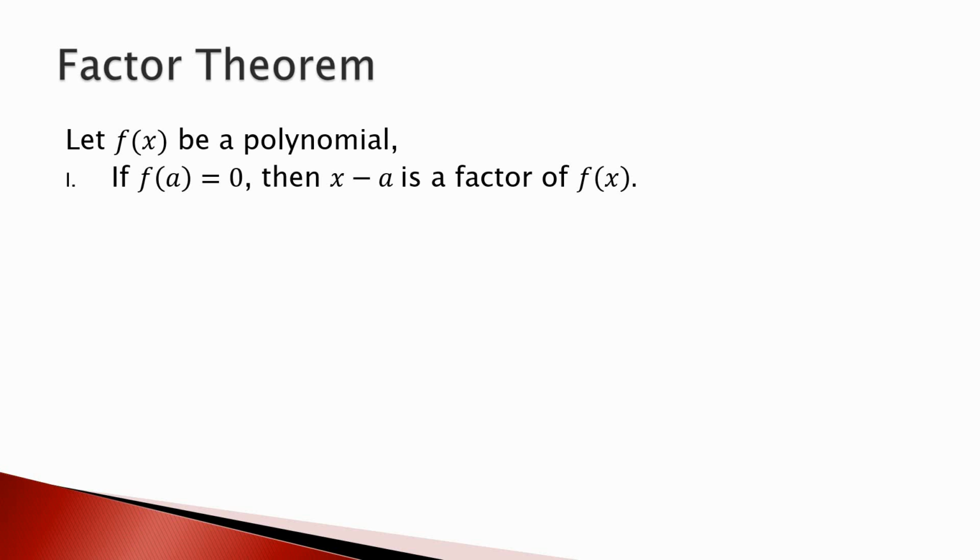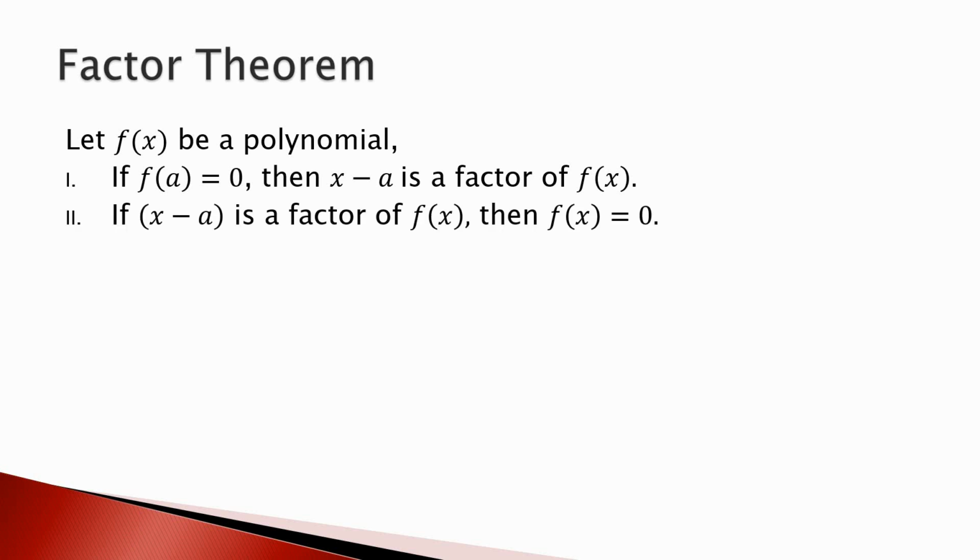Here f has to be a polynomial. And conversely, if x minus a is a factor of f of x, then it has to be f of a equals 0. It's not x, it has to be f of a equals 0. So it's the opposite of this.